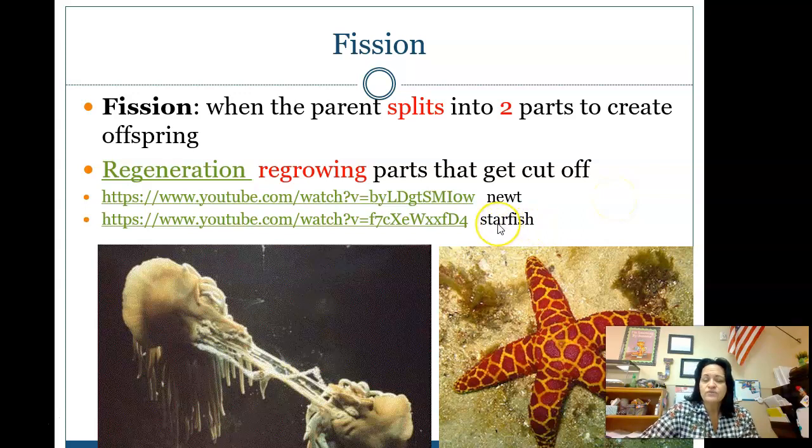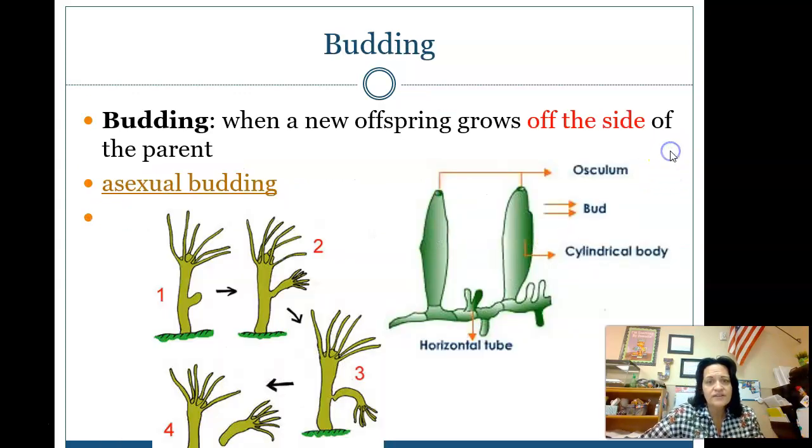Starfish also use regeneration. So when you break off a starfish, as long as you have a little piece of the central disc, the rest of that will grow back in. So it has to have a certain amount of that central disc in order to have those stem cells to grow back those arms that were torn off.